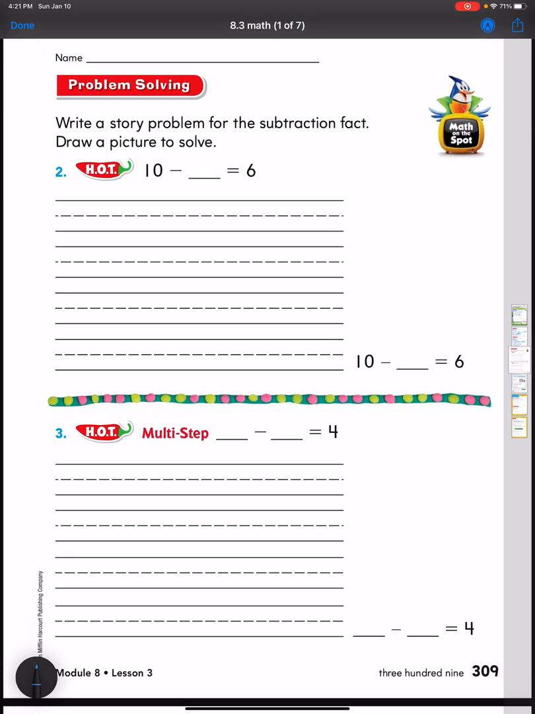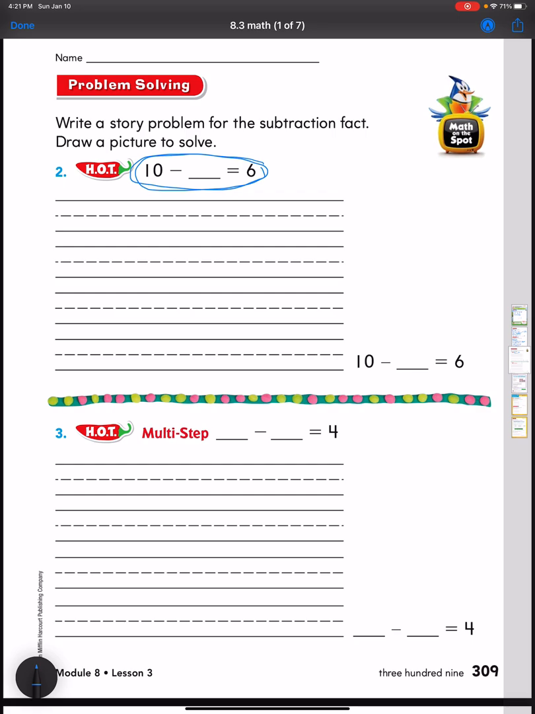All right, we're gonna keep practicing. If you have not watched the Math on the Spot, I want you to pause this video and go watch that Math on the Spot link. All right, so our directions tell us to write a story problem for the subtraction fact that we're given and to draw a picture to solve. So what am I given? This one looks a little different. 10 minus a number, we don't know what that number is, equals 6.